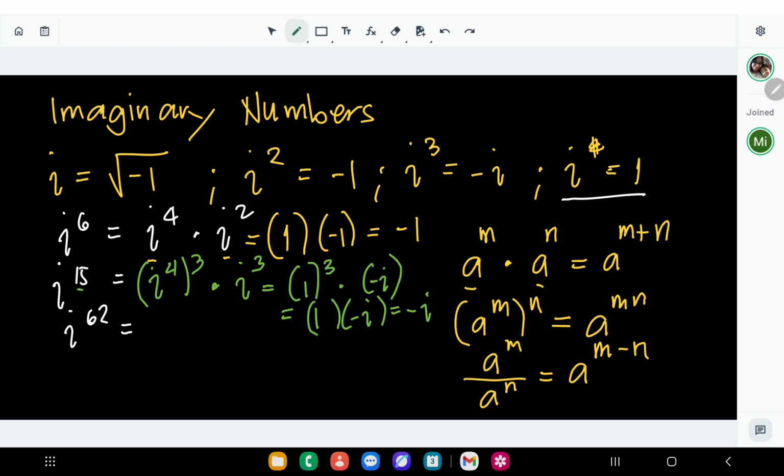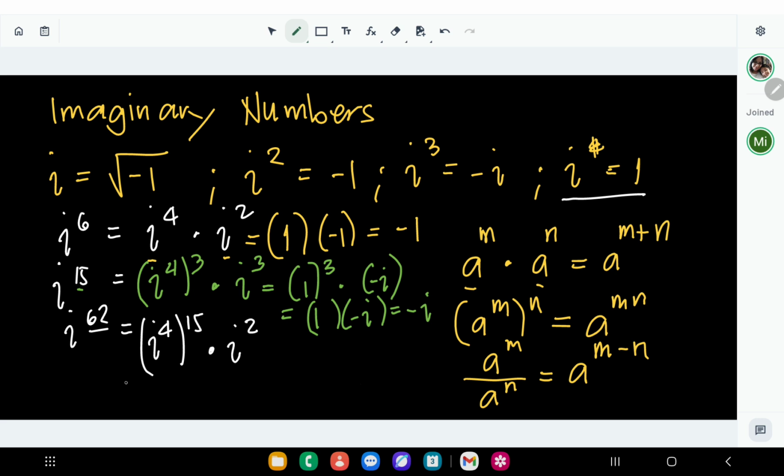Okay, and then for i to the 62, you divide 62 by 4. How many 4s are there in 62? 15. So you'll do it like this: i to the 4th to the 15, right? So what is 15 times 4? 15 times 4 is 60. But you have 62 here. So what is the remaining exponent? 62 minus 60. Yeah, so you multiply this by i squared. The exponents should add up to 62.